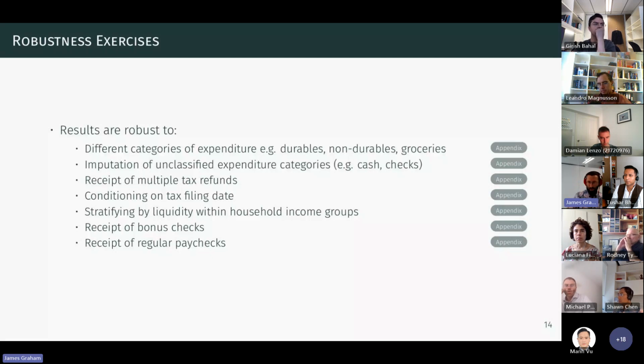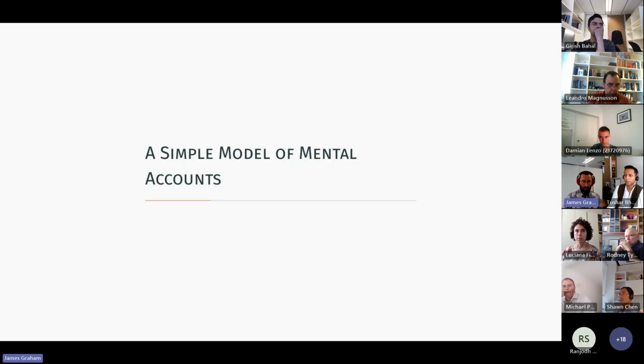So yeah, I'm happy to show you any of these, but these are just trying to show you that these results stand up under different circumstances. Okay, so if there are no questions, then I'll move on to the model, which is my contribution to this paper really.